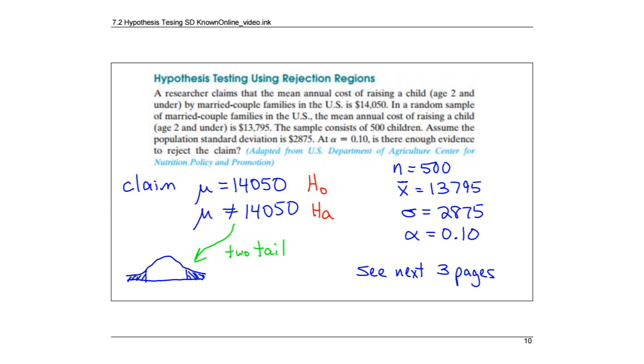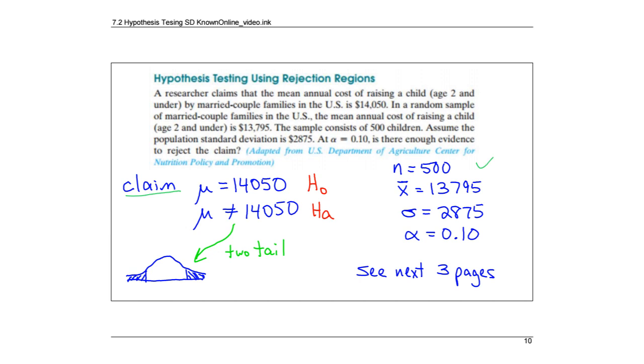All right, let's look at one more together, and then I'll let you guys get started in the homework. So a researcher claims that the mean annual cost of raising a child is $14,050. That's an equal sign, and so that is going to be our null hypothesis, equal to 14,050, and that's our claim. Therefore, our alternative is going to be not equal to, and by it being not equal to, we're going to have a two-tailed test. Okay, then we have everything else we need.